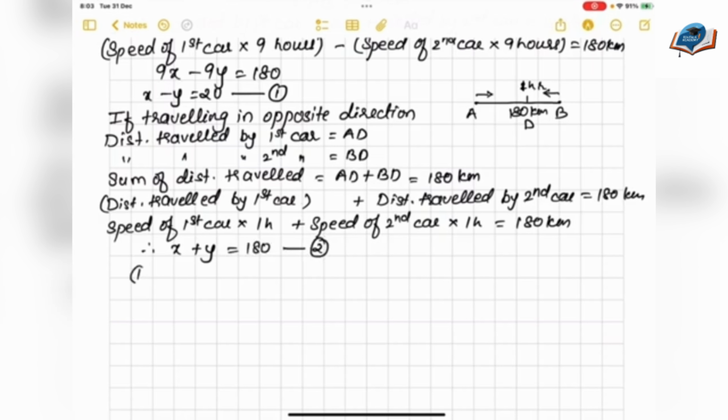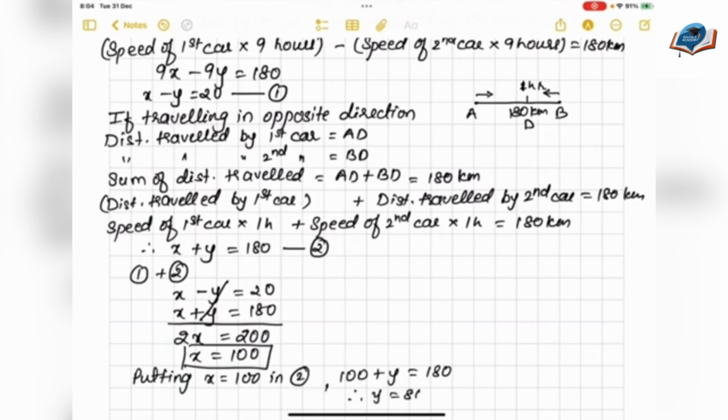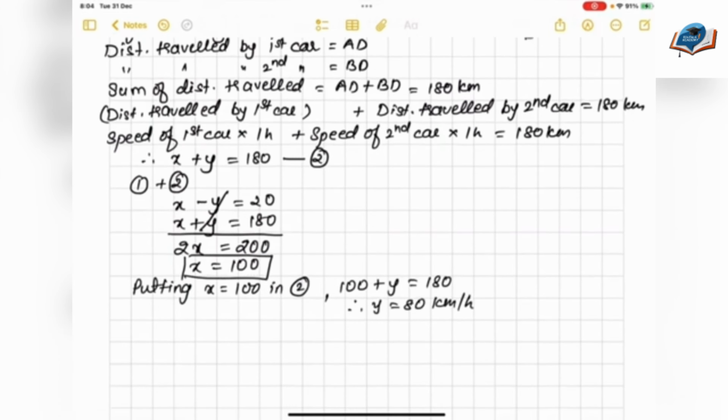This is second. Now adding 1 plus 2, so I will get x minus y equal to 20 and x plus y equal to 180. If I add them, y got cancelled, so 2x equal to 200. So x equal to 100. So speed of first car is 100 kilometer per hour, and putting x equal to 100, so 100 plus y equal to 180. So therefore y equal to 80 kilometer per hour.